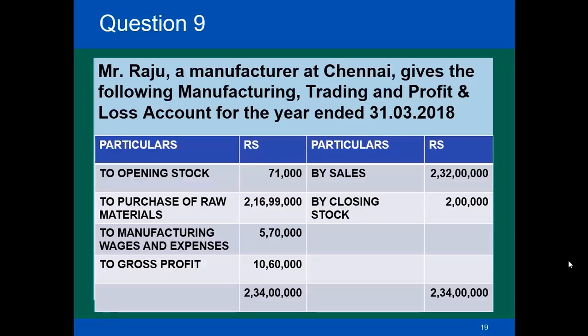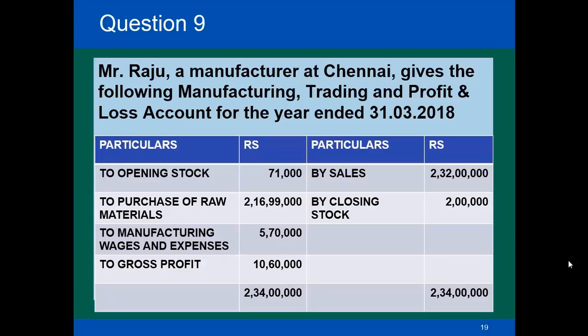So let's do question number 9. Mr. Raju, a manufacturer at Chennai, gives the following manufacturing and trading and profit loss account for the year ended 31st of March 2018. Okay, so first let's examine the income side of the trading and profit loss account.